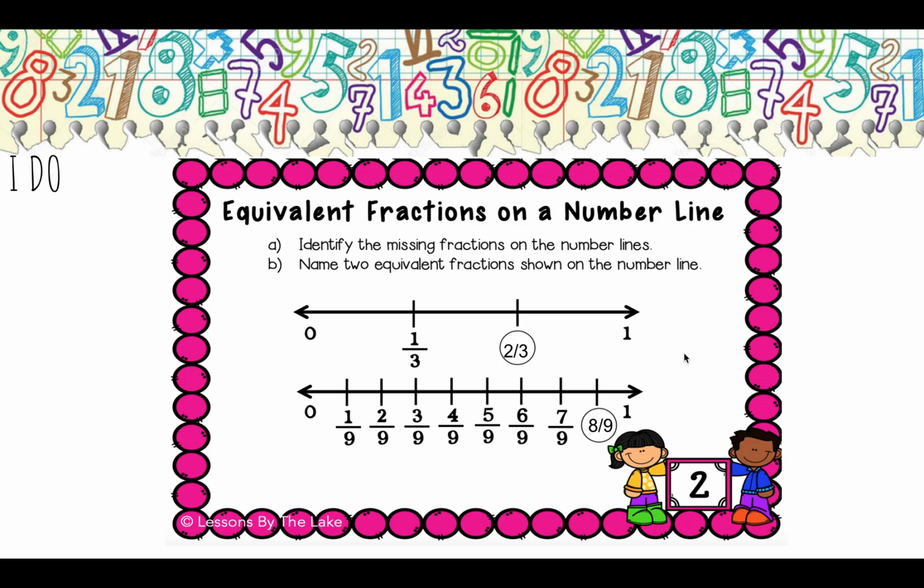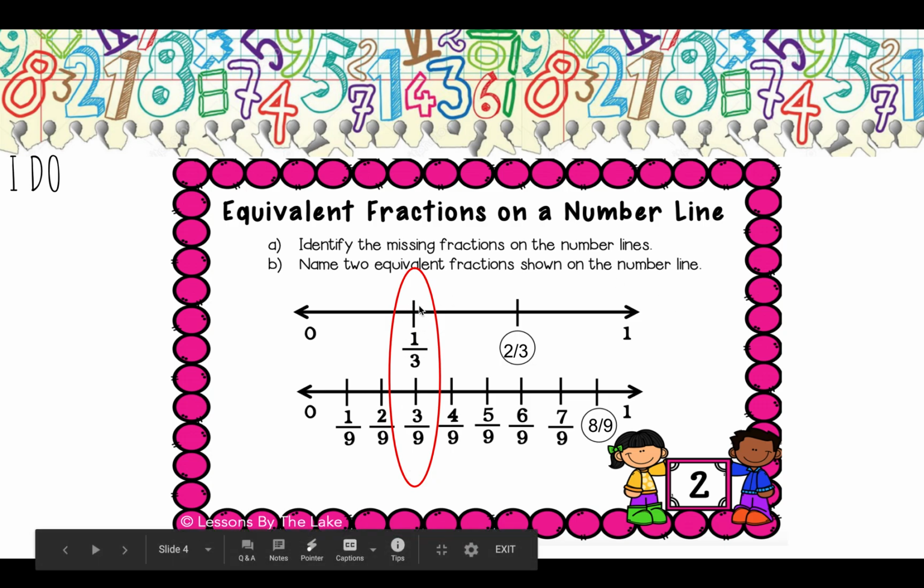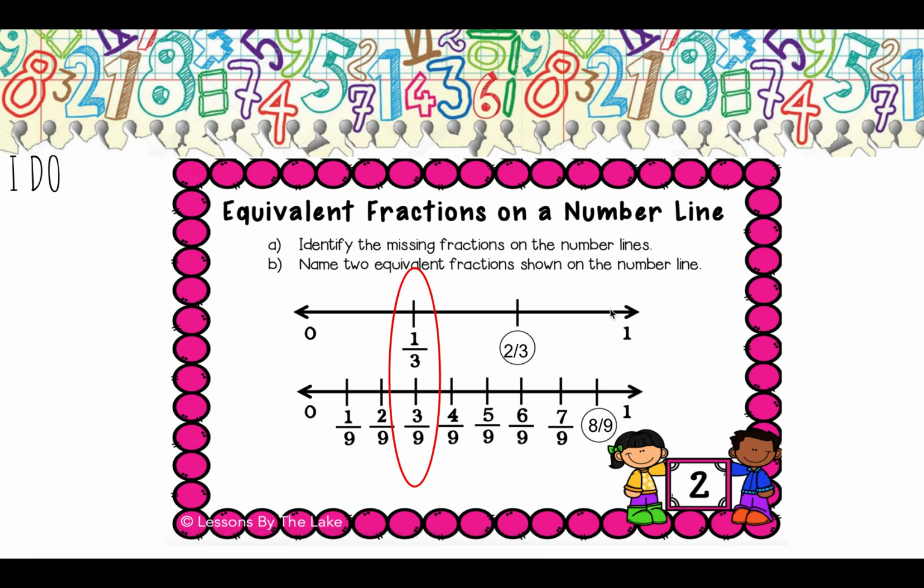Finally, my next step is to identify which fractions are in the same place on both the top and the bottom number line. The first one that I see is 1/3 and 3/9. These are equivalent because they are in the exact same spot on the number line. And I also see one more pair of equivalent fractions here. We have 2/3 and 6/9. Those are also equal because they are on the same spot on both number lines.